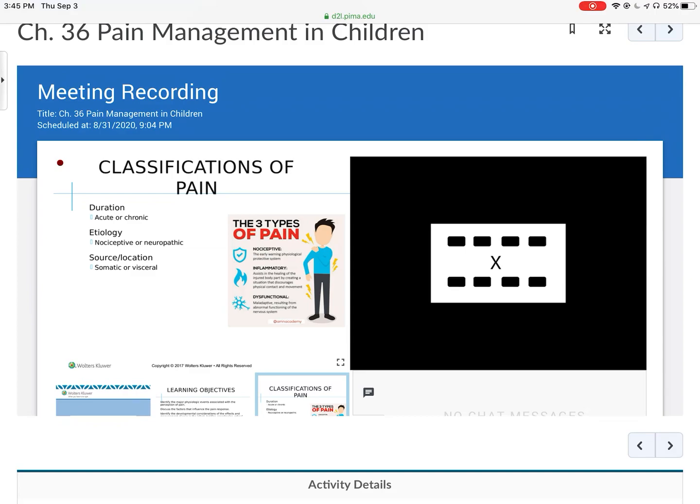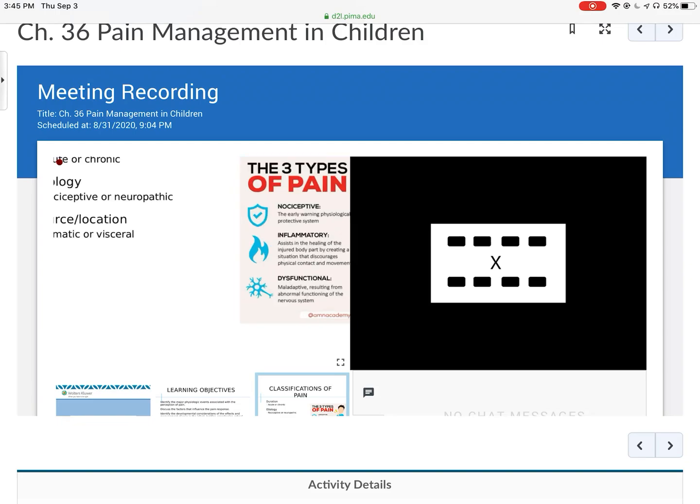When we talk about different types of pain, so nociceptive is those early warning protective system. Inflammatory is when there's some healing going on, but it's causing pain. And then dysfunctional is when it happens with the nervous system and you just can't function at all. So different types of pain.